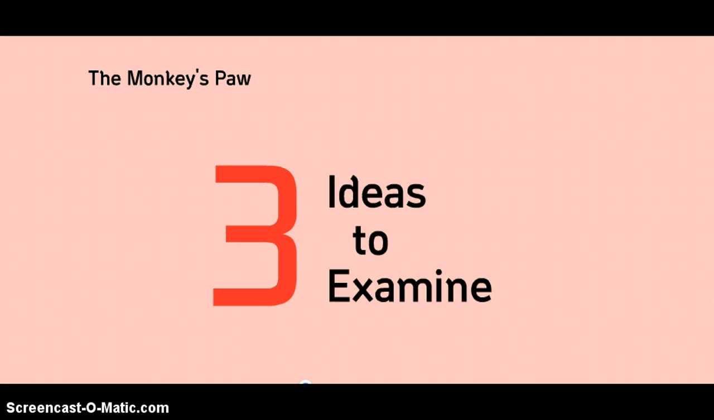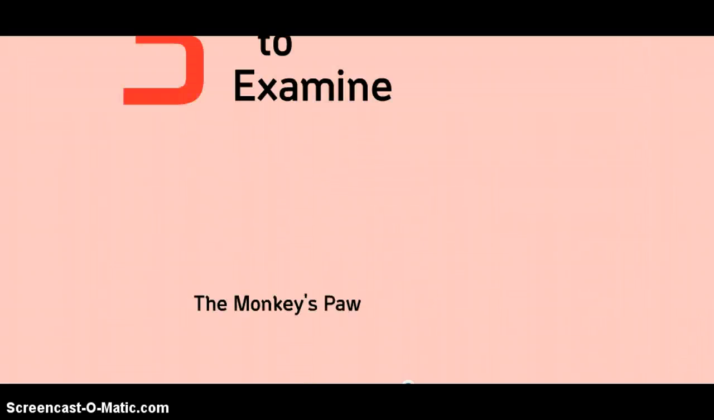Now that our plot introduction is wrapped up, let's move on and talk about these 3 key ideas that I want you to be on the lookout for and be ready to examine as you read. Now there are only 3, so they're going to be super easy to track. And I promise you that if you take note of these along the way, you're going to be all set for comprehension of this story.